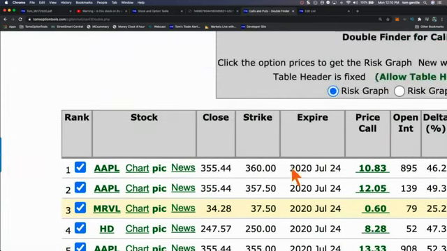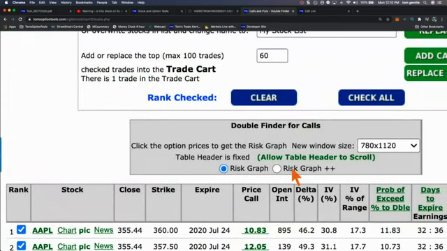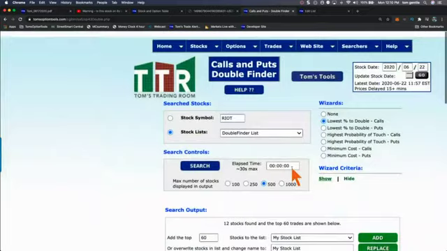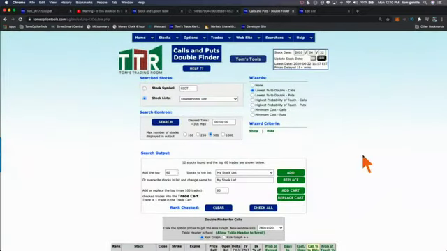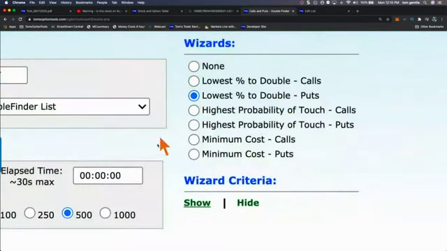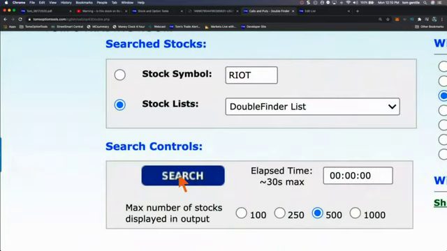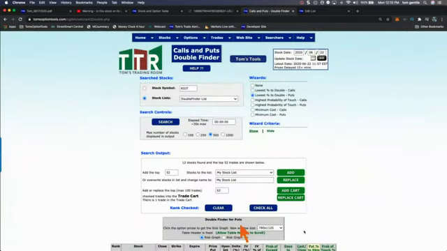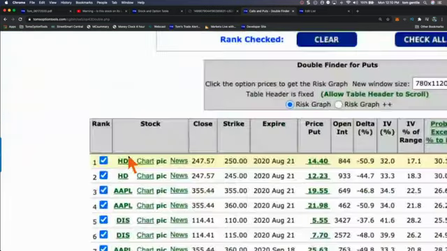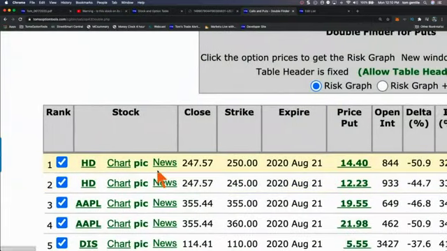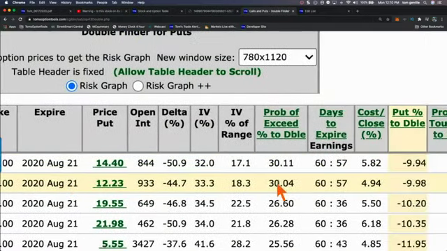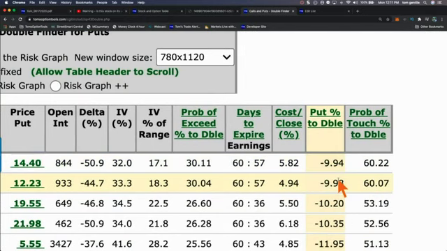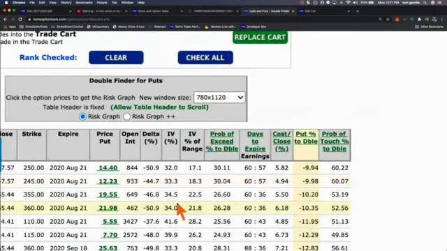All right, now, maybe some of you are looking at this and you're saying, well, wait a minute, Tom, I'm not bullish on all this stuff. Some of it I'm actually bearish on. Well, that's what I'm going to click on, percent to double puts. Let's run the search again. Percent to double puts, and look what comes up now. If you're bearish on Home Depot, it has percent to double puts that require less than a 10% move. But again, we're looking at August.